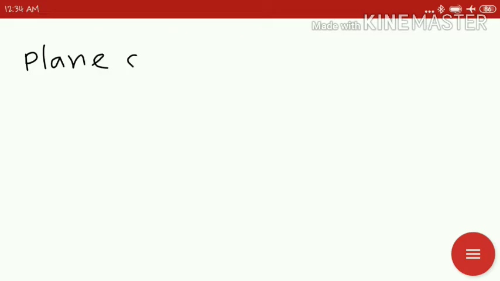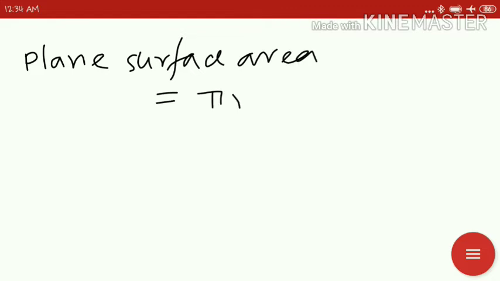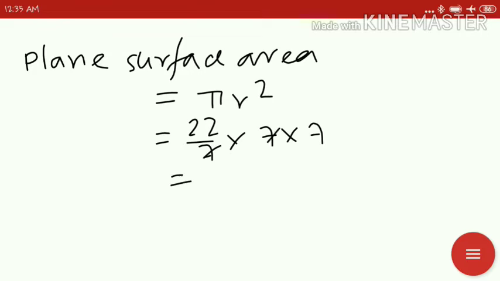So the plane surface area, that is the base, is a shape of a circle. So the formula is pi r square. Now take the pi as 22 by 7, and the radius you have already got, 7 square, that means 7 into 7 can be written. So it is 154 centimeter square.